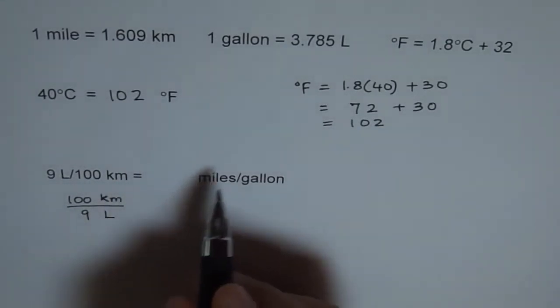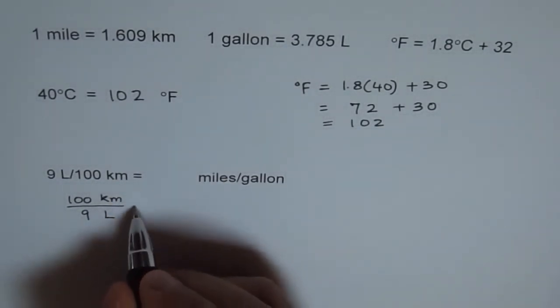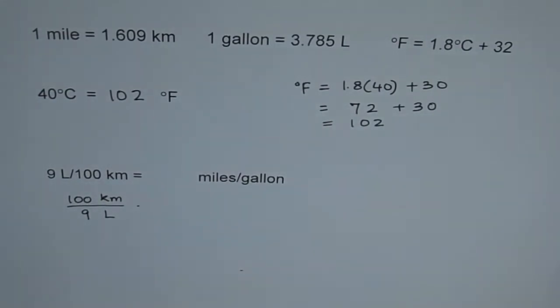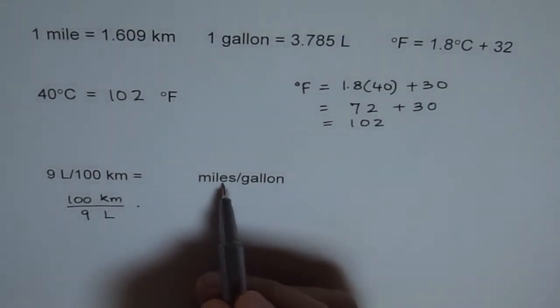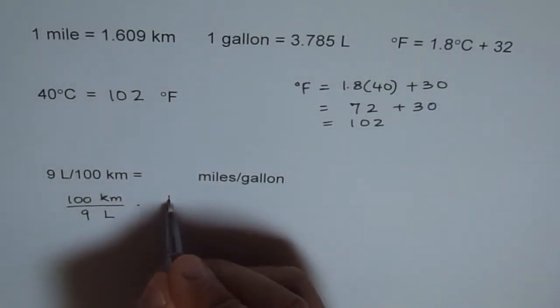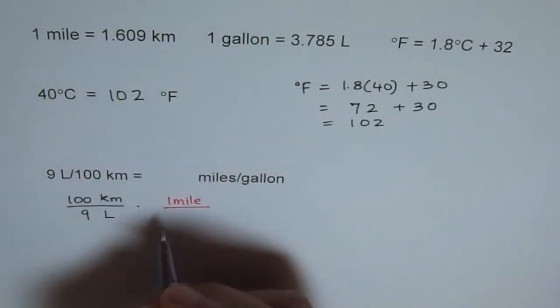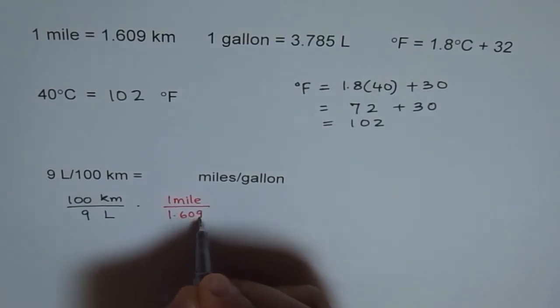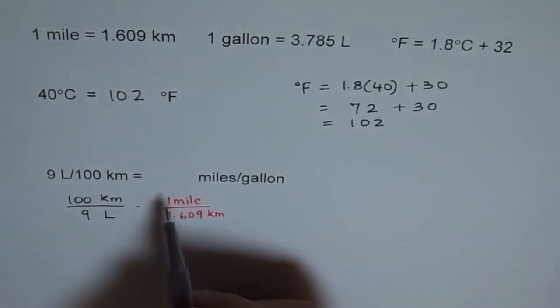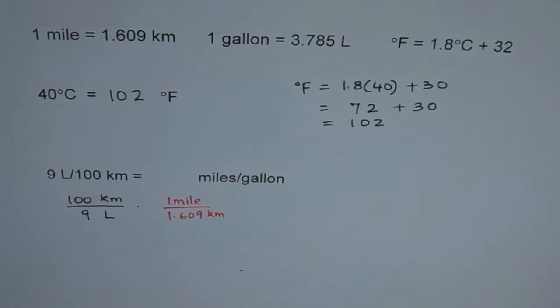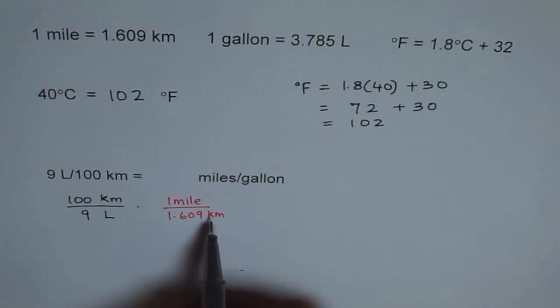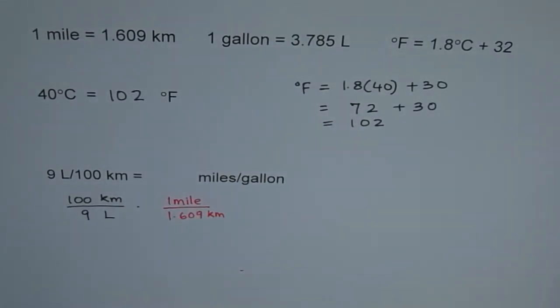So we have to get miles on the top. So what we will do is, we'll multiply this by, let me use different inks to show you, we need miles on the top. So we'll write 1 mile on the top, over, 1 mile is equal to 1.609 kilometer. Is it okay? So we get 1 mile over 1.609 kilometer. So by doing so, we can cancel kilometer. Do you see that? And we got mile in the numerator. Do you appreciate that? That's how we convert units.